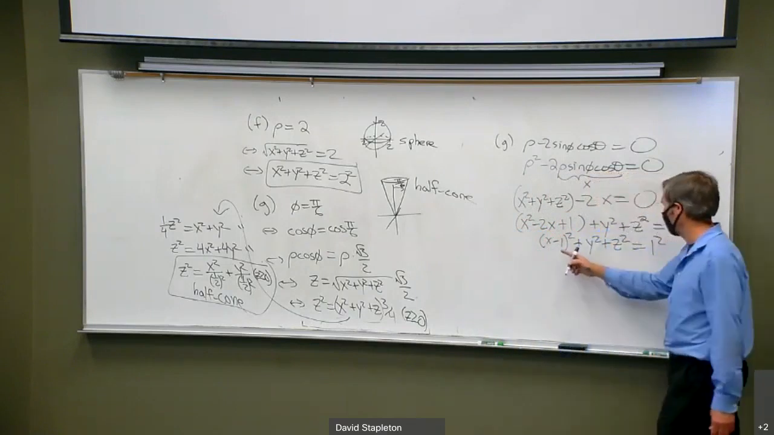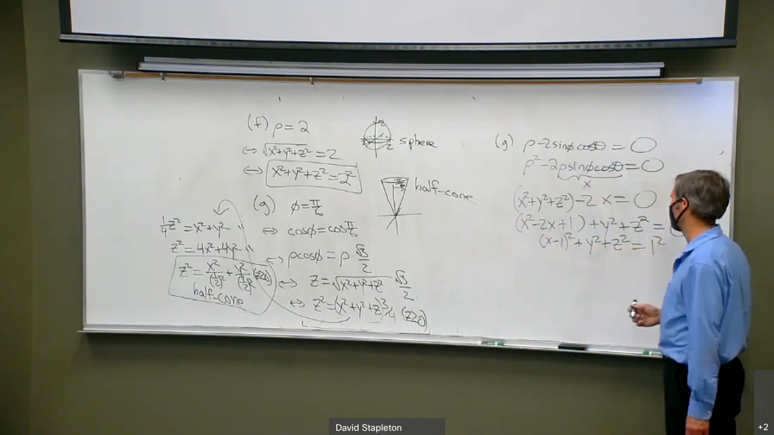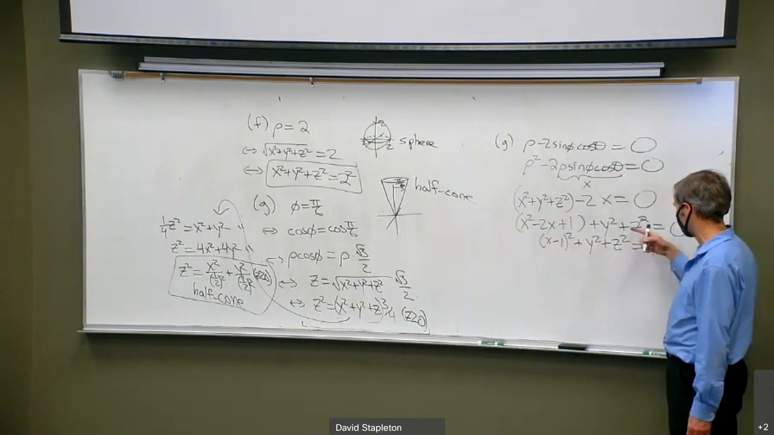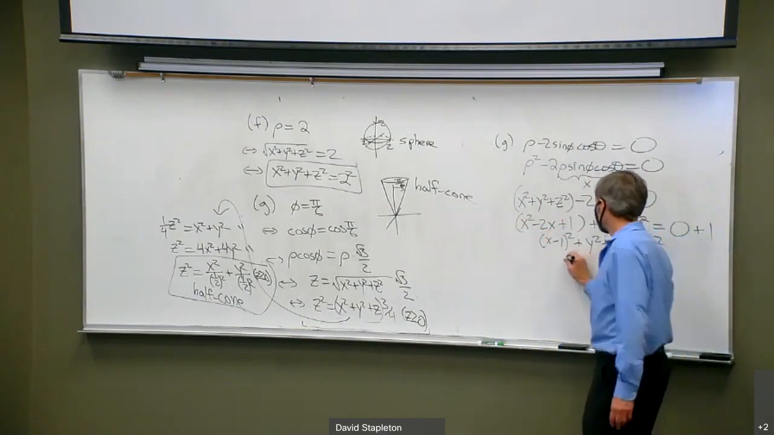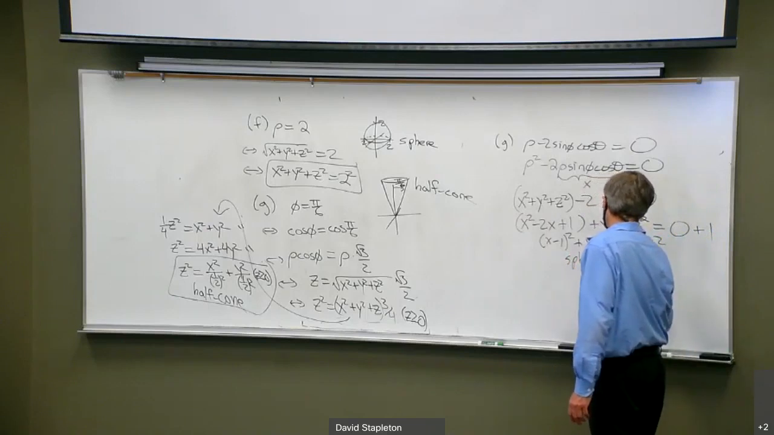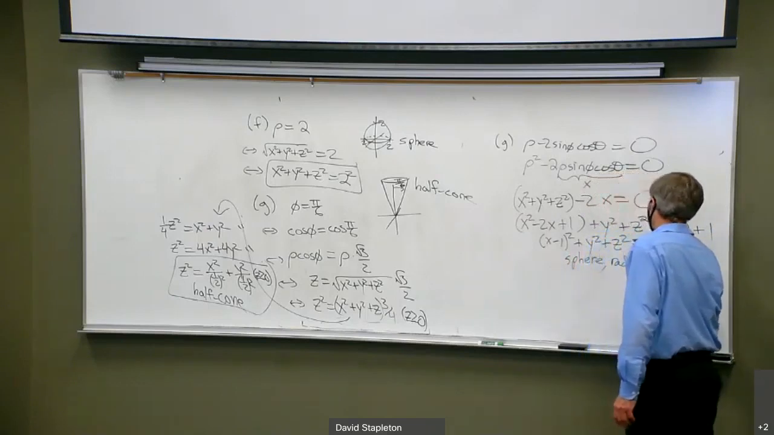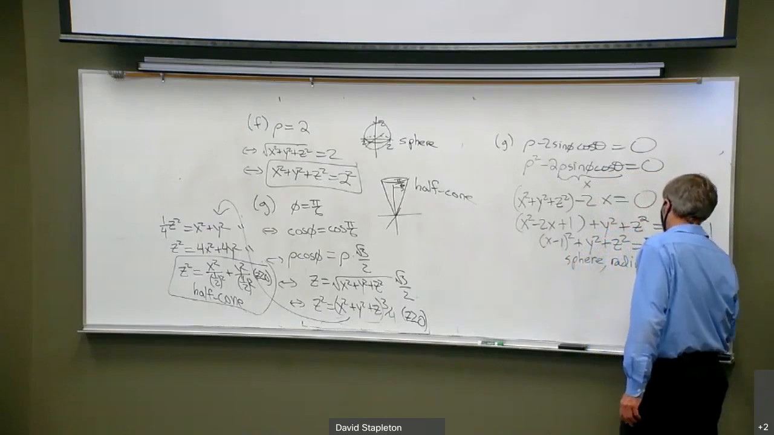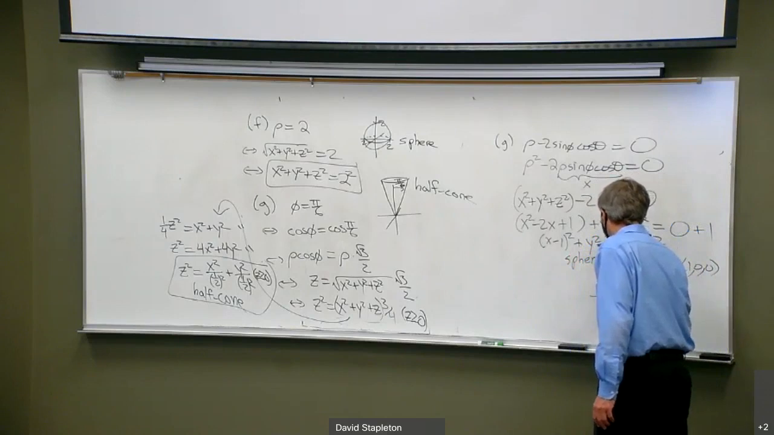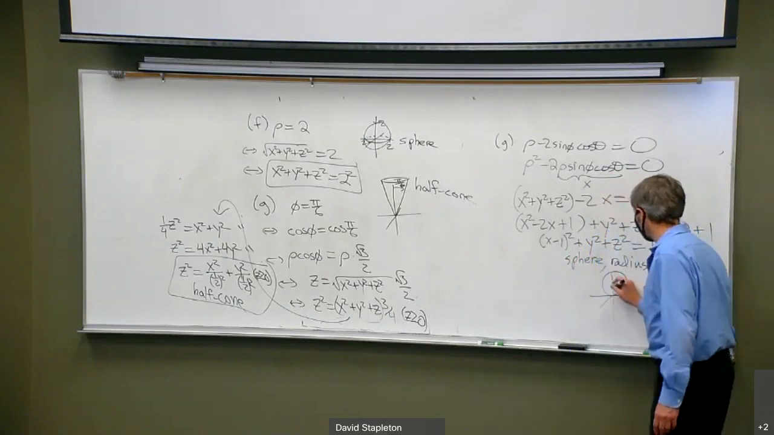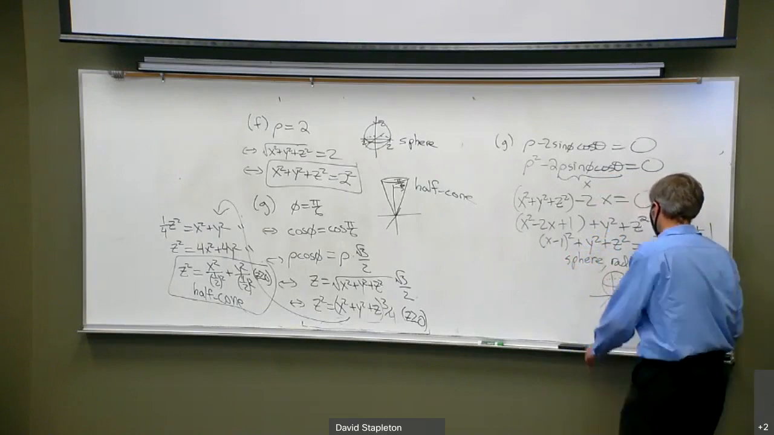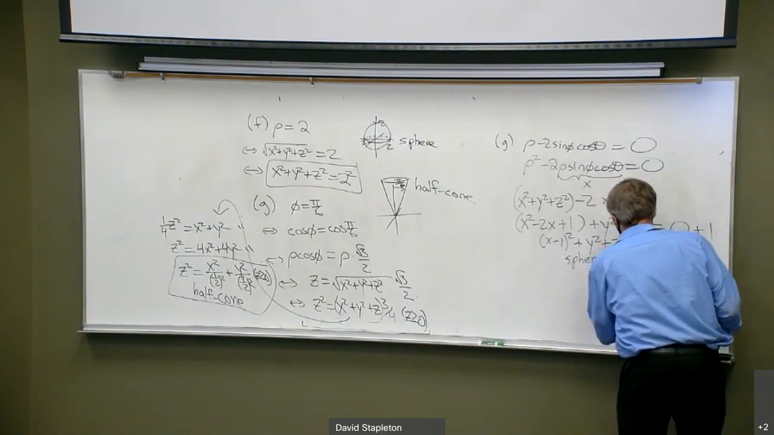It's a sphere at 1, 0, 0 with radius 1, according to the standard equation for a sphere: x minus x0 squared plus y minus y0 squared plus z minus z0 squared equals r squared. Sphere, radius 1 at 1, 0, 0. So what I do is I just have a sphere here that's sitting up on top of the xy plane, right on top of the origin there, of radius 1.